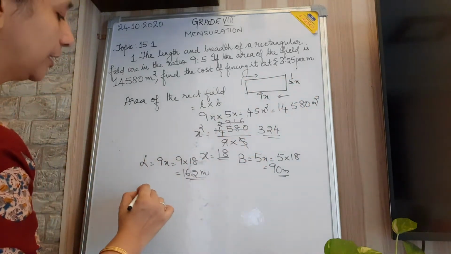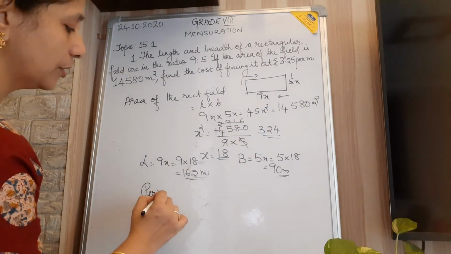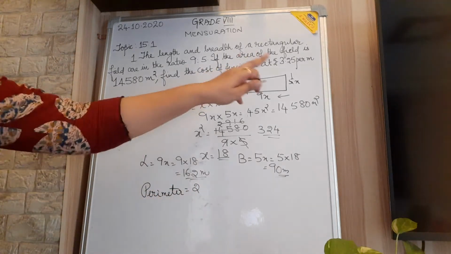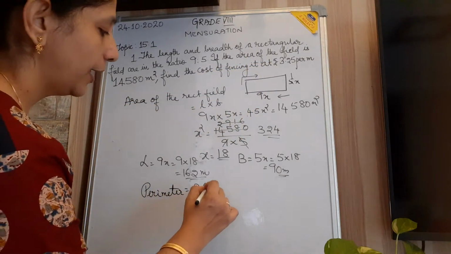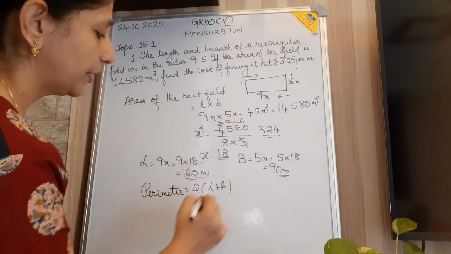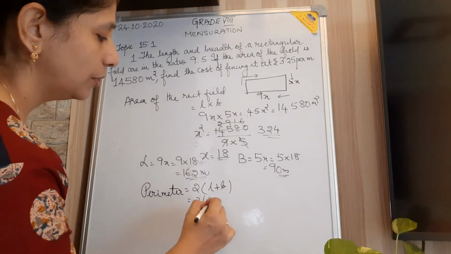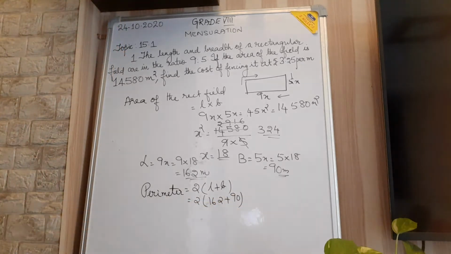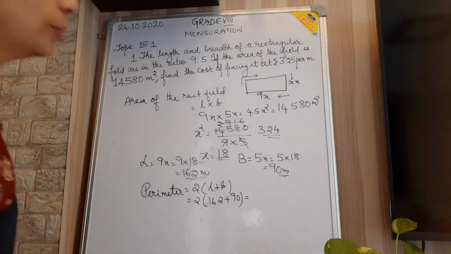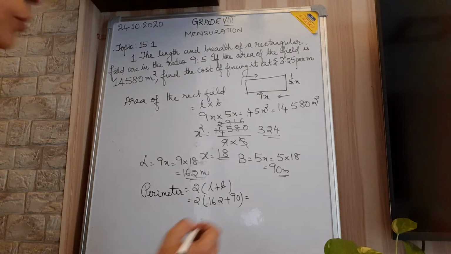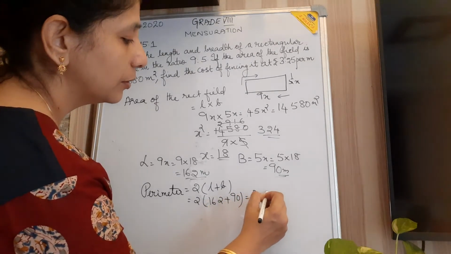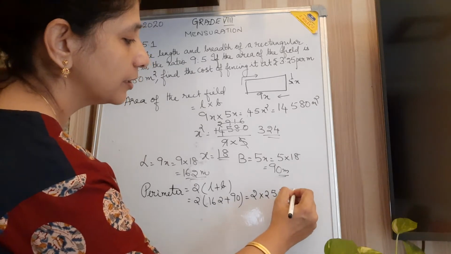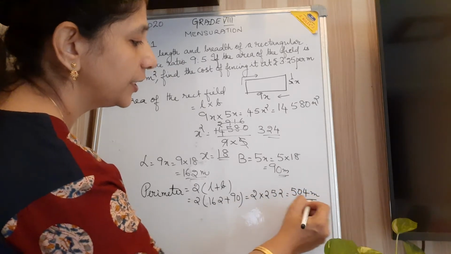So it is perimeter. When it is around, what is the formula for perimeter of a rectangle? It is in the shape of rectangle, so 2 into L plus B. Length and breadth you already know. So 2 into 162 plus 90. How much is it? 162 plus 90 is 252. So 252 into 2. 2 2s are 4, 2 5s are 10. This is 504 meter. Unit is meter.